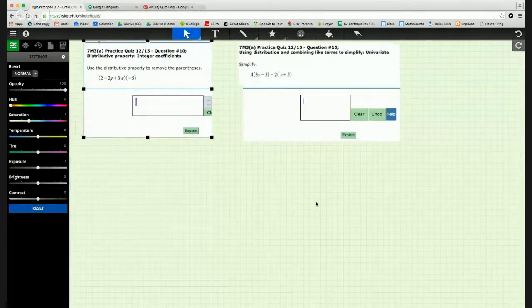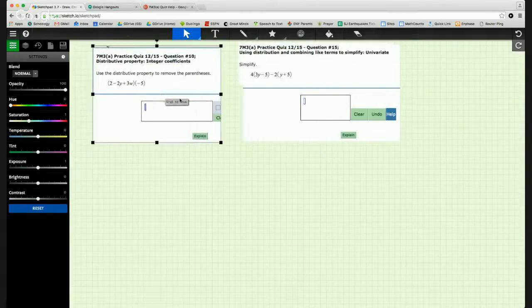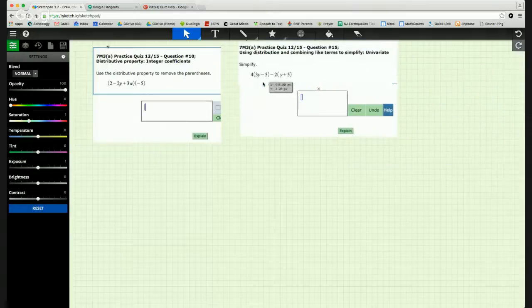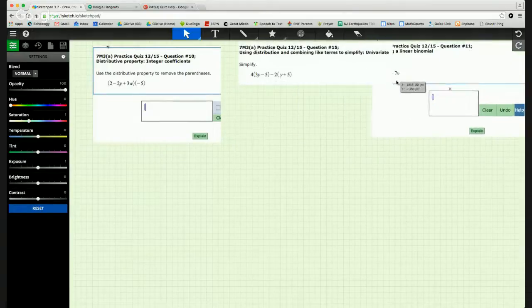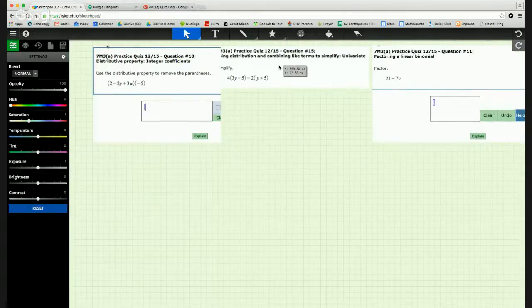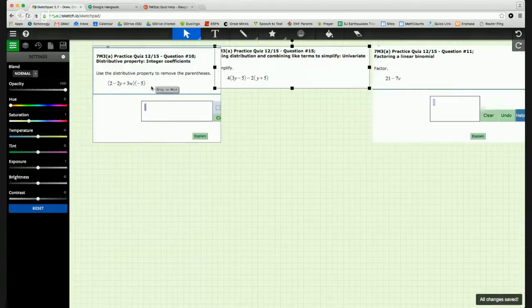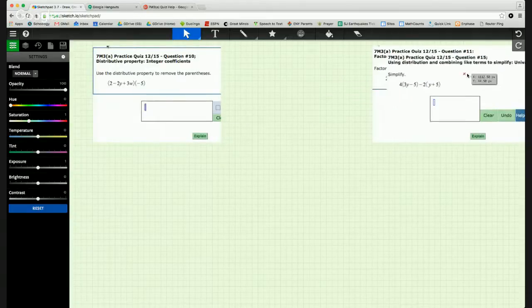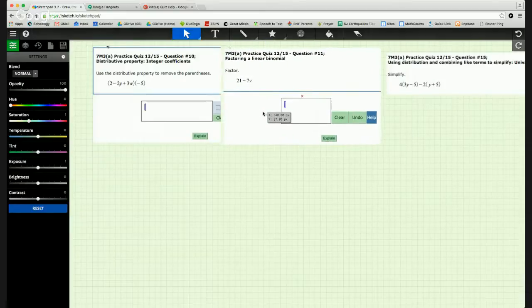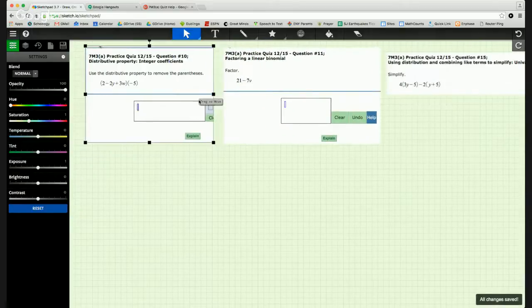So we're going to work 3 different kinds of problems, and we're going to focus on these 3 types. The one in the middle is distribution. This other one is distributing and then combining like terms. And this last one over here is what we call factoring a linear binomial. Pretty much factoring is the same thing as undoing distribution.